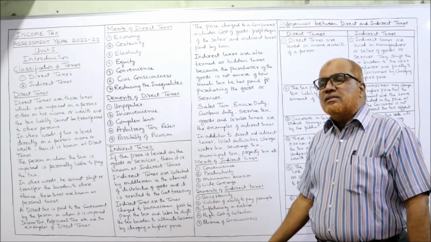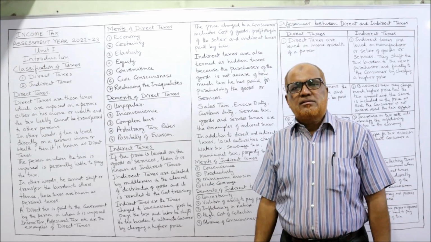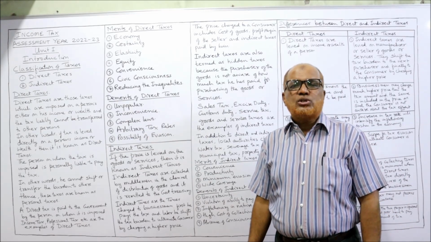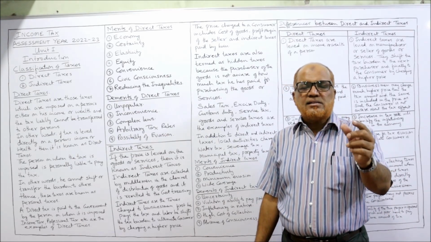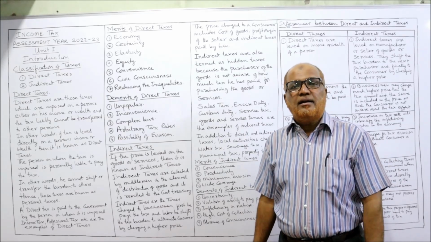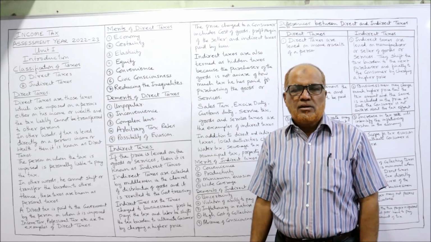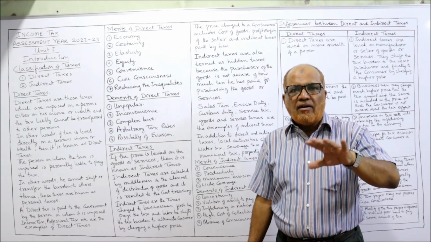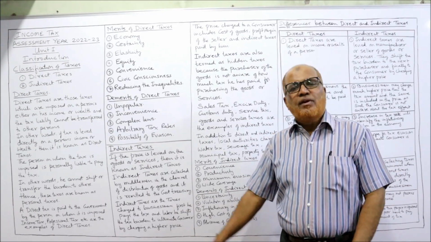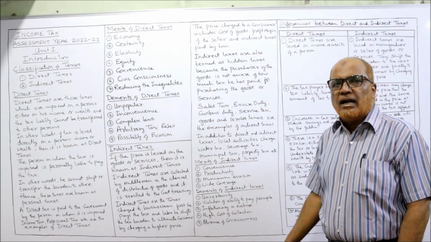Now, what are the merits and demerits of direct taxes? In examination, you may get a question: what are direct and indirect taxes, and explain the merits and demerits. Merits and demerits mean the advantages and disadvantages. Both the taxes will have advantages and disadvantages. First, we study the merits, the advantages.